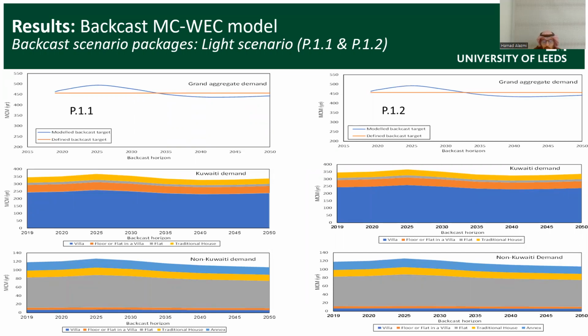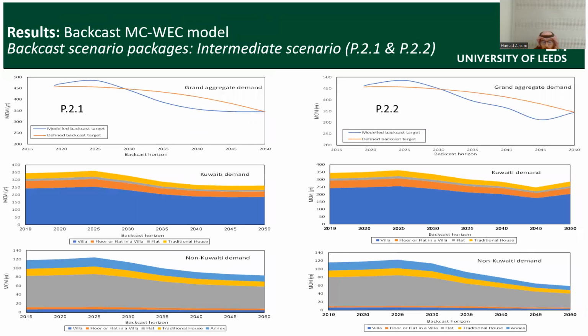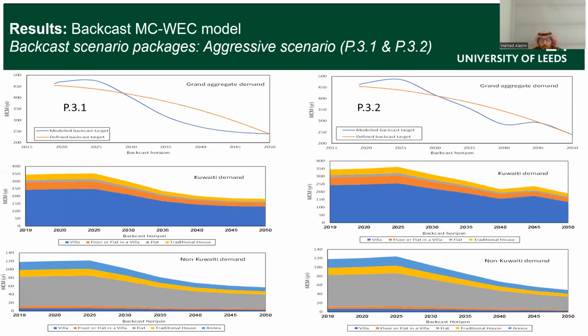The second target is an intermediate scenario with a moderate target, equivalent to a reduction of 1.5% per year. The first package is the high market penetration of half of the household components, and the second package is a relatively high market penetration of half of the household components, plus the introduction of water pricing, the economic measure, for non-Kuwaiti households. The demand has been reduced to reach 345 million cubic meters at the end of the backcasting horizon.